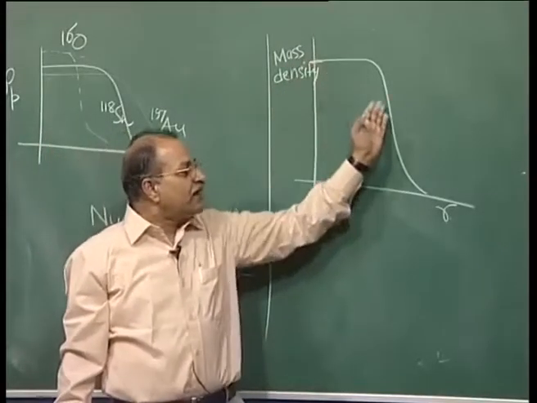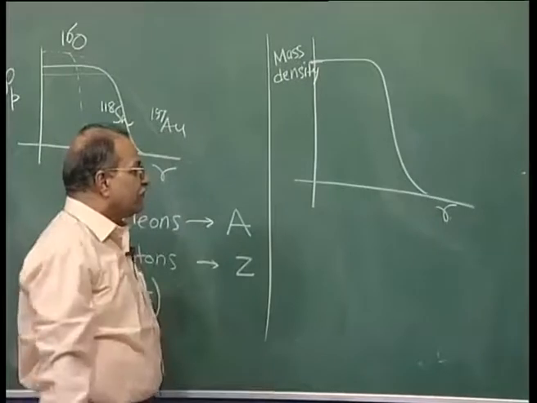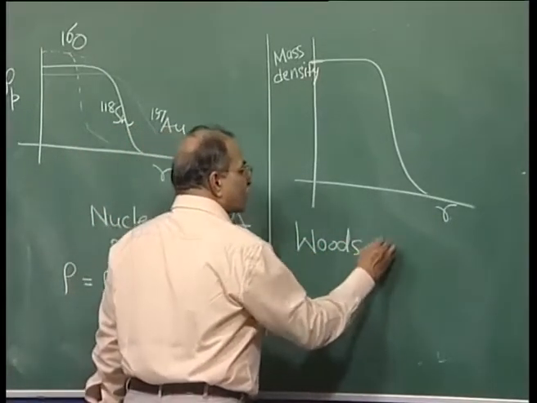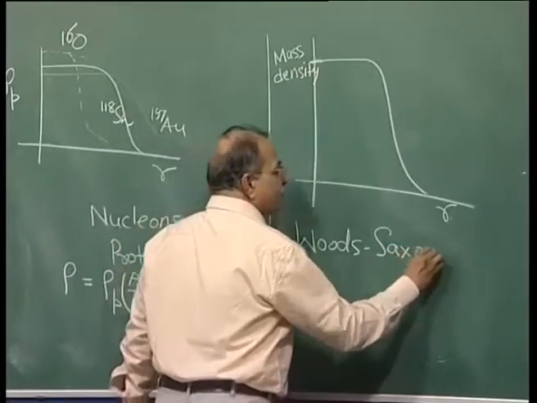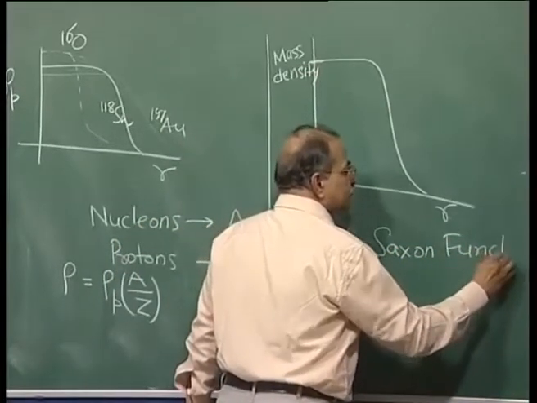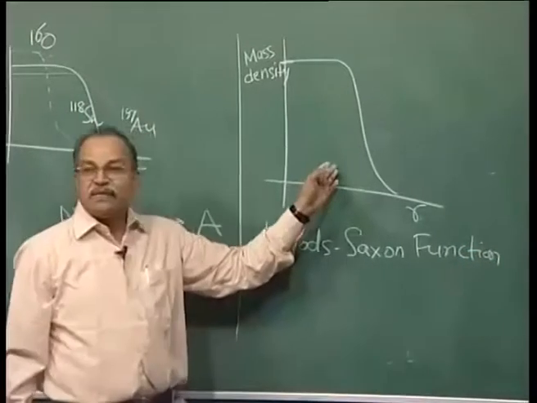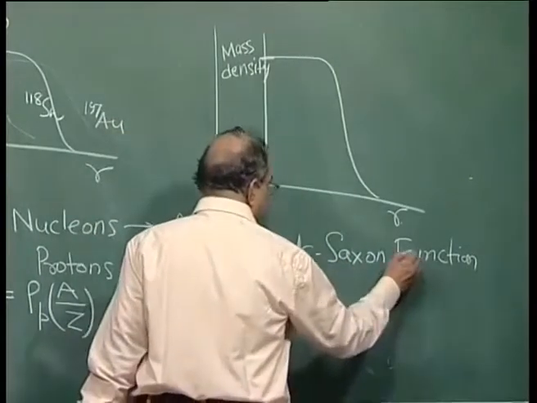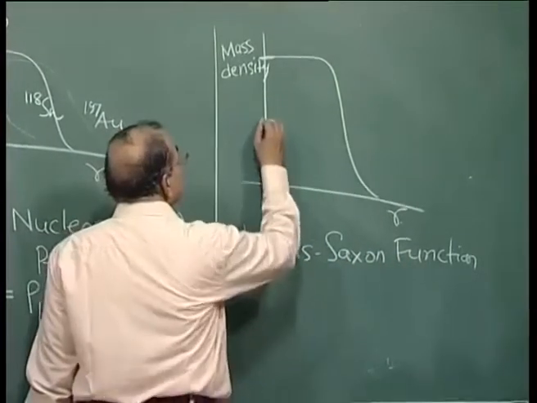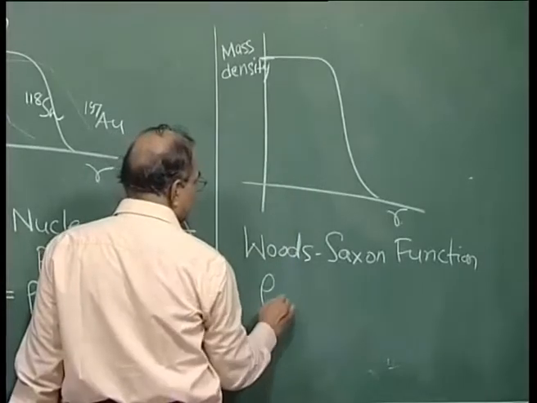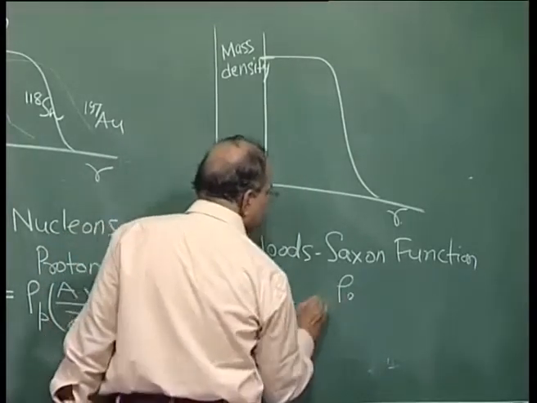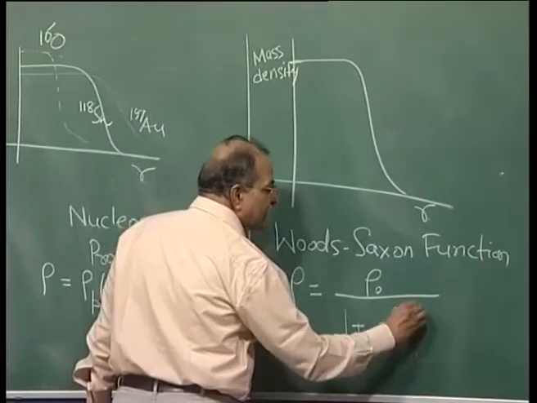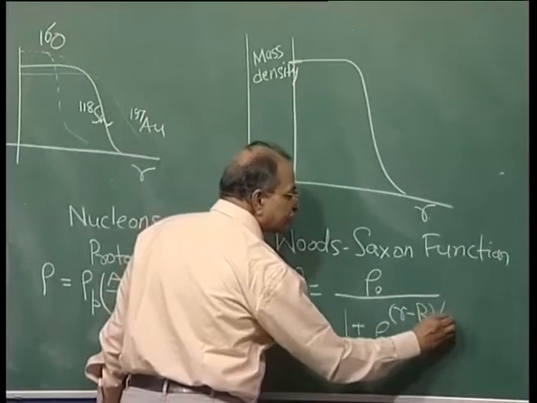Now, this type of function can be represented by a function which is called the Woods-Saxon function. This kind of shape can be represented by a special function called the Woods-Saxon function, and if I write it, it will be something like this: rho equal to a constant rho naught over 1 plus e to the power r minus capital R, divided by a.